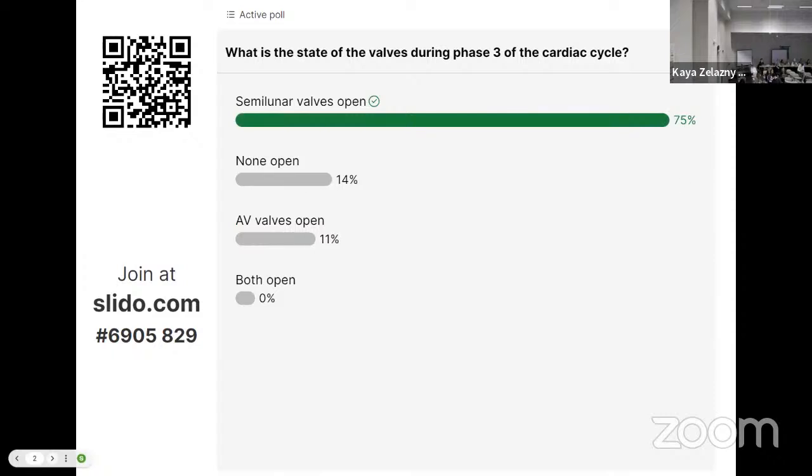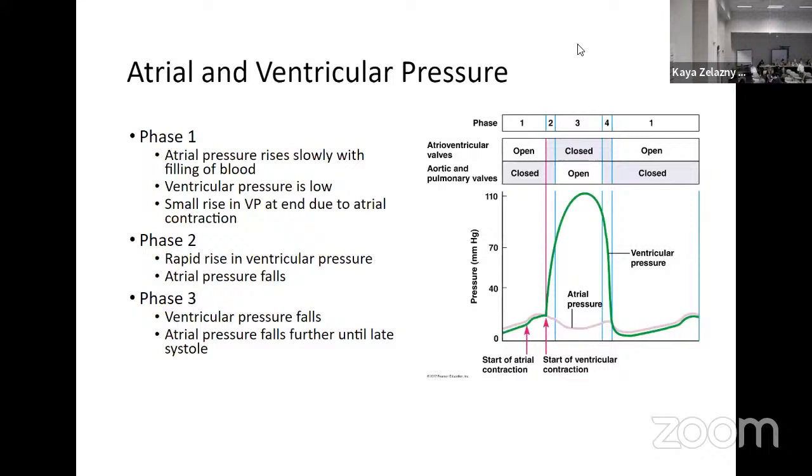Okay, during phase 3, it's where we have our ventricles contracting and ejecting blood. So yes, during this 3rd phase, our semilunar valves need to be open because this is how we actually get blood into the arteries. Perfect. Okay. So just a reminder of those phases.